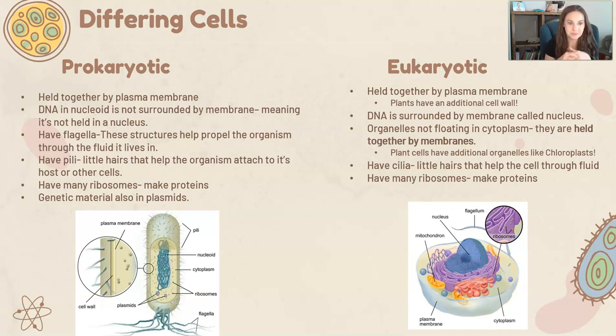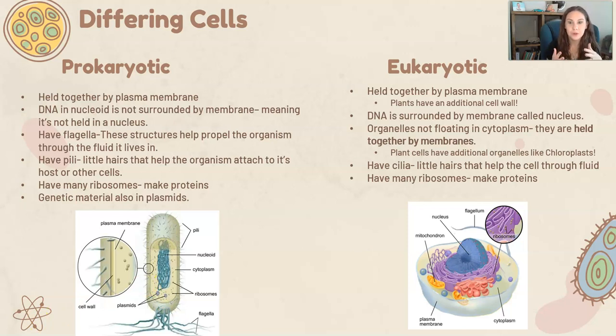do that, okay? Then they have these pili, which are like little hairs that help the organism attach to its host or to other cells, okay? Then they have ribosomes. These are what makes the protein, okay? And then it also has its genetic material in the plasmids that are circulating the inside of that cell as well. All right, next we've got eukaryotic cells.